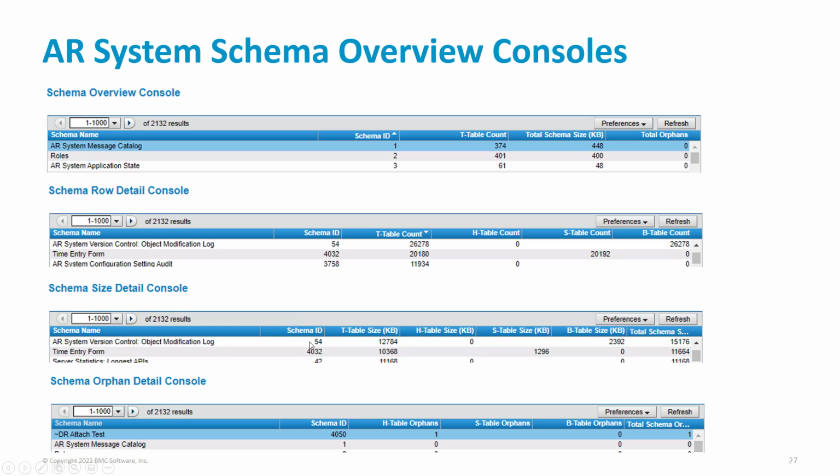So it's really nice information, and you can sort this by the different sizes or by the form name, however you'd like, but it gives you a tool that you can use to analyze your space usage. And then the last console is the Schema Orphan detail console. This gives you more granular information about any orphans that you might have in your system. So these are the 4 consoles that are provided with this package.